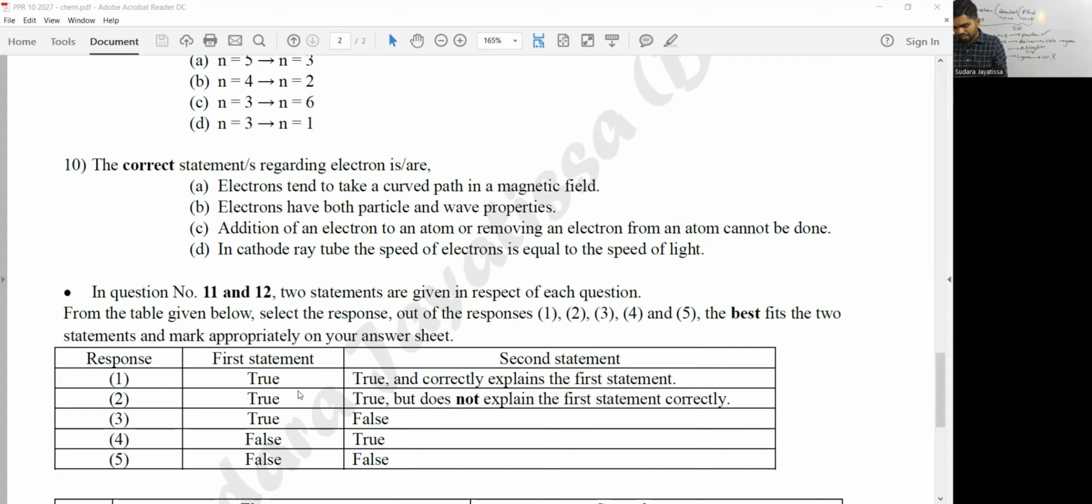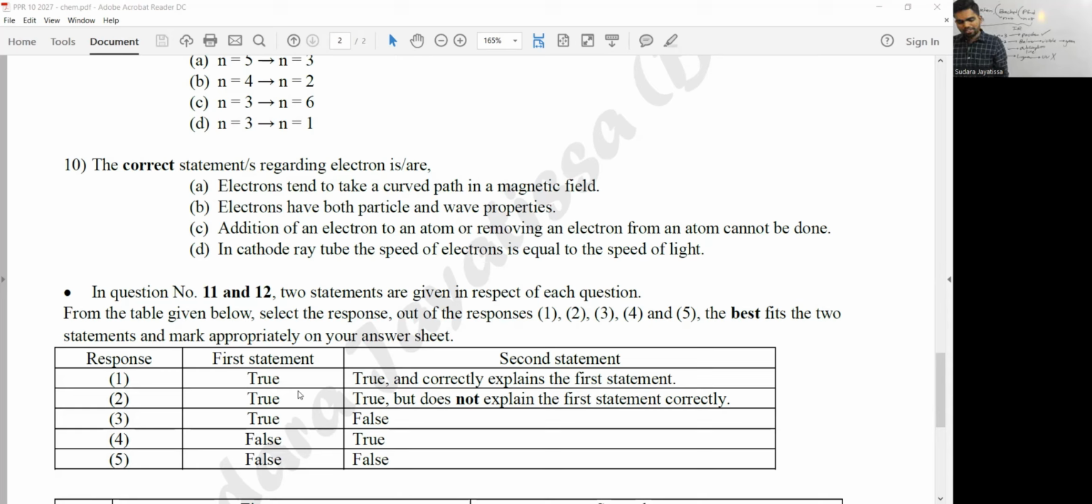And B, electrons have both particle and wave properties. That is 100% true. Remember, last week in the paper we had a good statement, no? Electrons or other small particles show wave and particle properties simultaneously. If they say sometimes it is behaving like a wave, sometimes like a particle, then that one is wrong. It is at the same time that they show both wave and particle properties. So B here is correct. So A and B are correct.